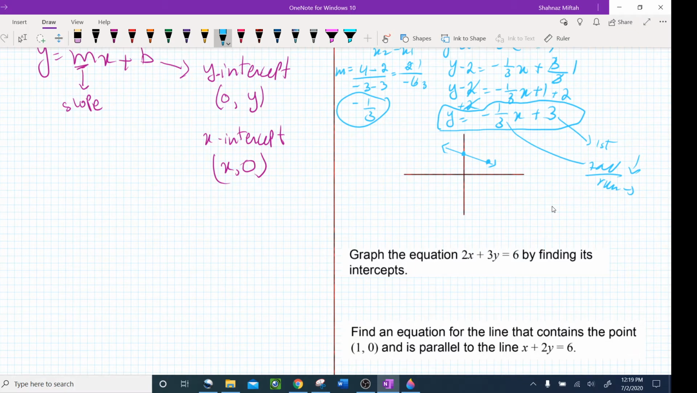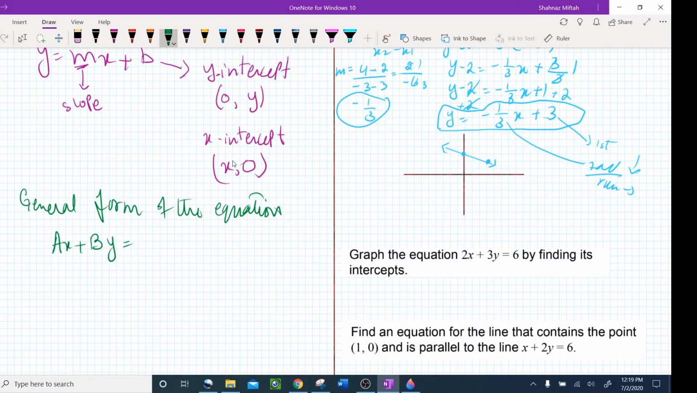So let's do the general form of the equation. What is the general form of the equation of the line? General form is ax plus by equals c. A, b, and c are real numbers. Okay, let me give you an example.